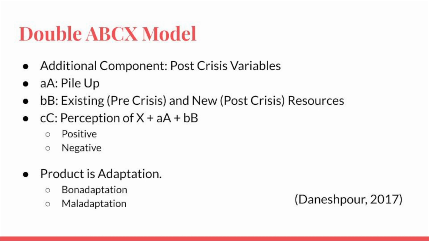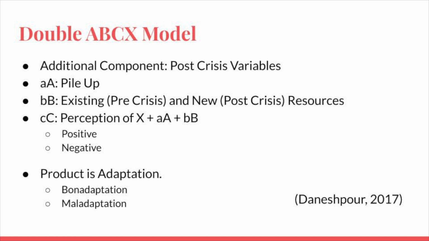AA is the pileup and represents the hardships of the initial stressor that increase and persist over time. They can end up becoming chronic strains. Examples include financial burden and families going from 2 parents to 1 parent. BB represents existing resources during the pre-crisis and the new resources following the crisis. Examples of new resources include new educational opportunities, self-sufficiency, and new communities.